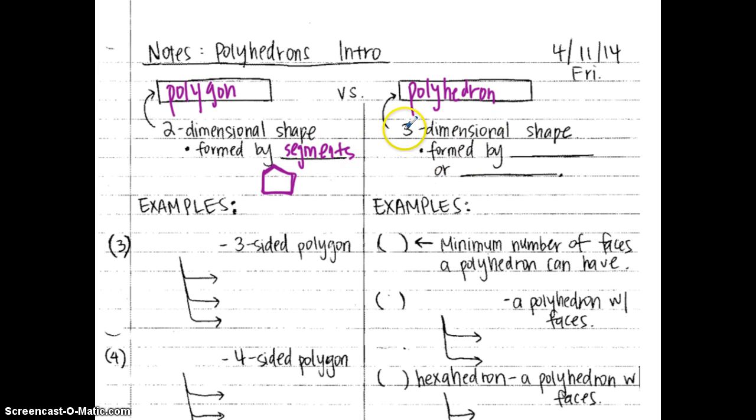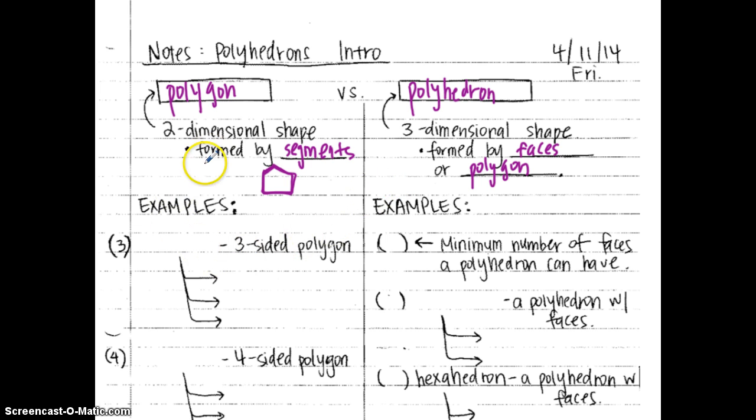This time, in a three-dimensional shape, what encompasses this shape? What are the walls of this shape? Do you remember what they were called? They were called faces. And essentially, each face is a polygon. It's one of those 2D shapes. So this shape right here could become one face of a three-dimensional polyhedron.